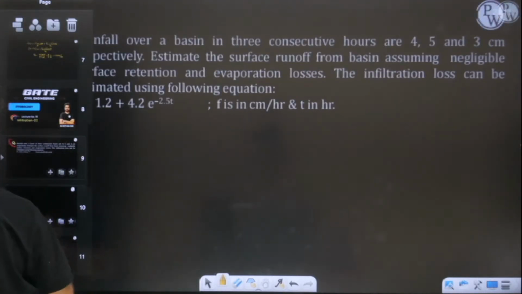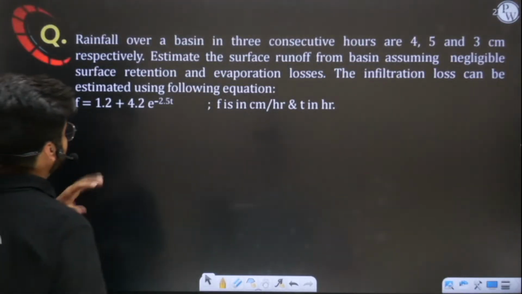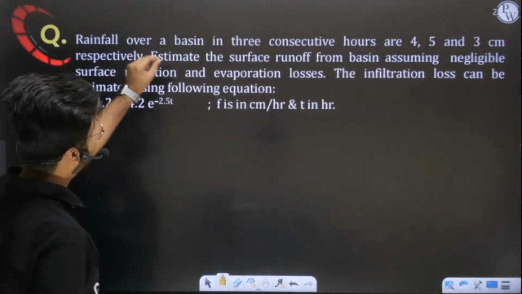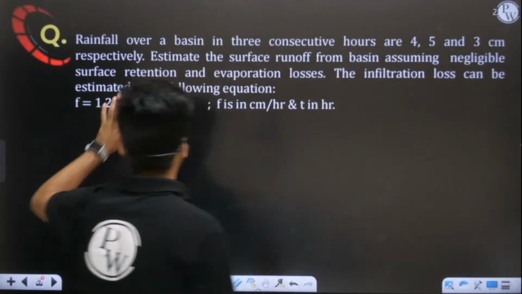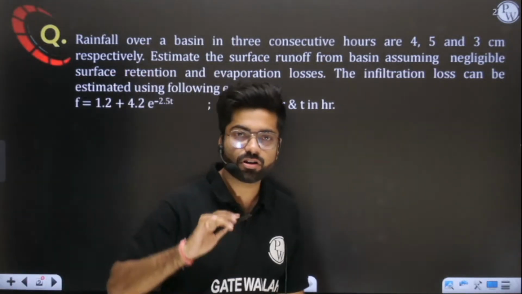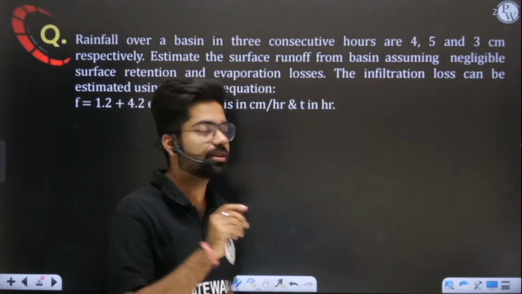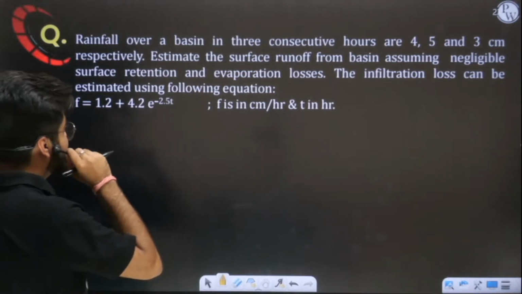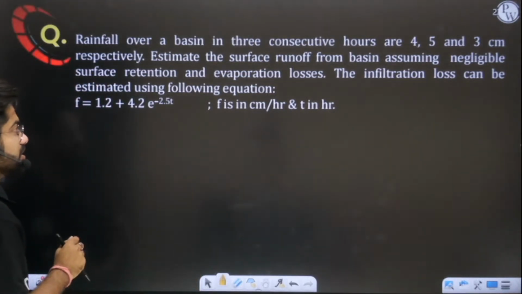Great, now we'll solve this question. In this question, the rainfall over a basin in 3 consecutive hours is 4, 5 and 3 centimeter respectively. That means in the first hour we have 4 centimeter rainfall, in the second hour 5 centimeter, and in the third hour 3 centimeter. Estimate the surface runoff from the basin, assuming negligible surface retention and evaporation losses.